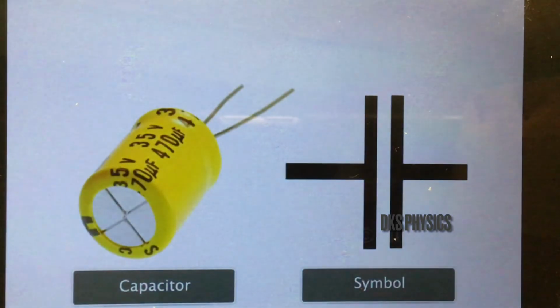Did you know? A capacitor is similar to a battery and plays an important role in electronics. A capacitor stores electric charge, that is, electrons.